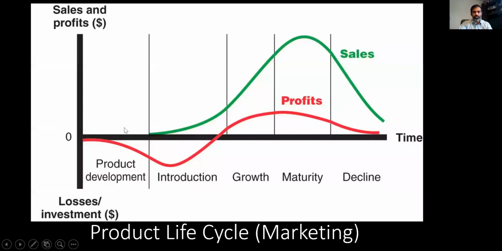All right. So these are the stages from a marketing perspective. Just to explain this graph: on the y-axis, you have the sales or profit, so these are dollars. And on the x-axis, you have the time frame. Let's just look at the green, which is your sales. So this is your product life cycle.